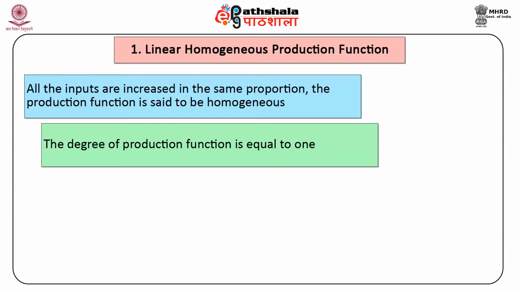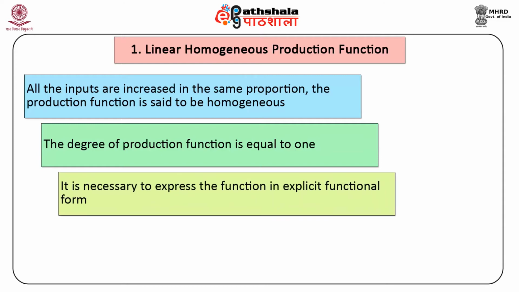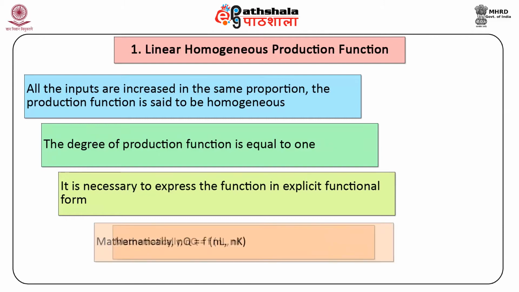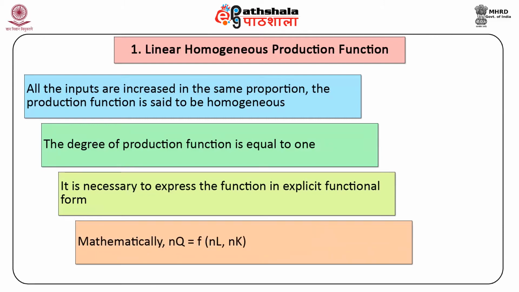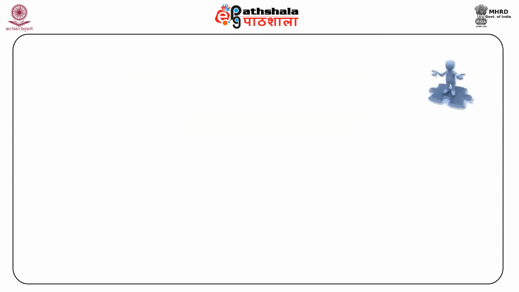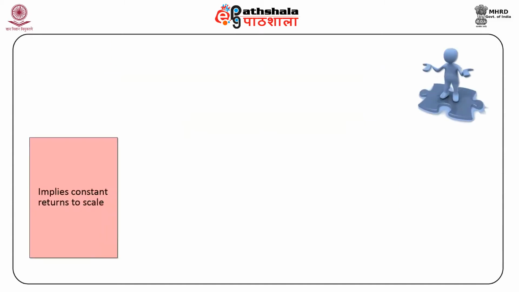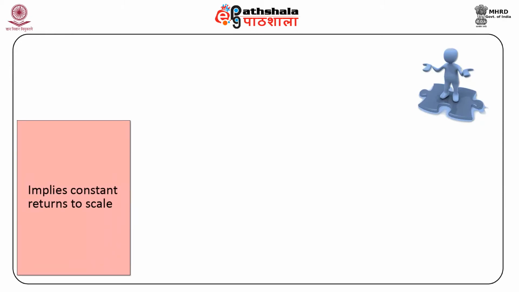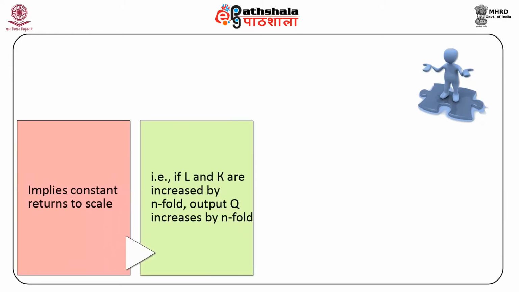In order to estimate the production function, it is necessary to express the function in explicit functional form. Mathematically, this form of production function is expressed as nQ = F(nL, nK). This production function also implies constant returns to scale. That is, if labor and capital are increased n-fold, the output Q also increases n-fold.